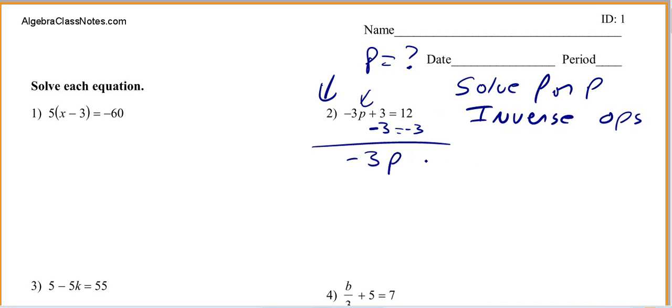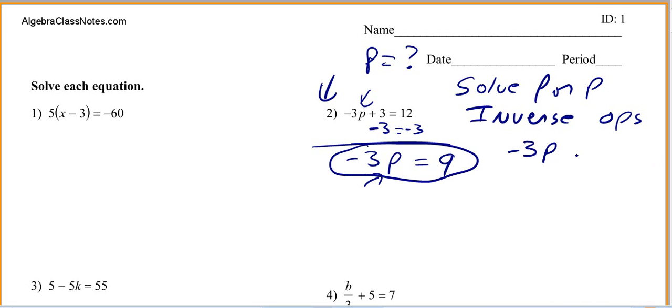So we got negative 3p is equal to 9, right? 12 minus 3 is 9. The reason I subtracted 3 to begin with is our goal is to get this here by itself, right? The p. So by subtracting this 3, it looks like it's closer to being solved, right?